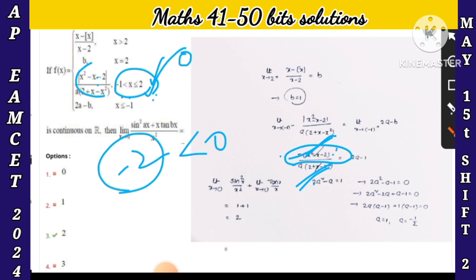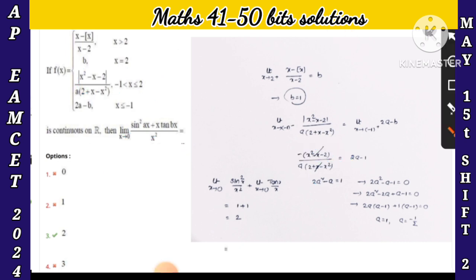So cut the two values. Now write the remaining values. The remaining values are 1 by a is equal to 2a minus 1. Now taking the cross product, 2a square minus a is equal to 1. That is 2a square minus a minus 1 equal to 0. Then find the a value. You get a is equal to 1 and a is equal to minus 1 by 2.